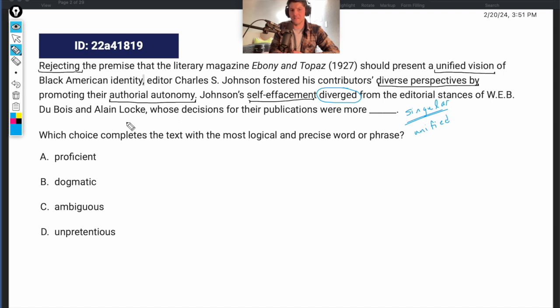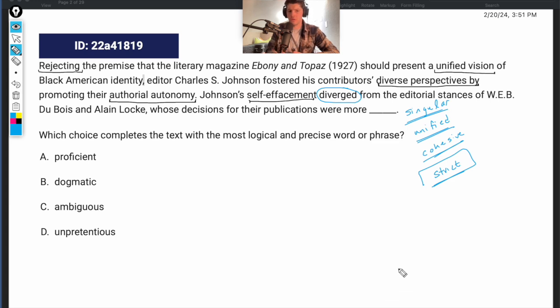Now, not in the sense that the two of them have exactly the same vision, not that they are unified, but that they want their publications to be more cohesive, right? And their decisions were more maybe strict, right? So I think really this is the best word that I've come up with here, strict.